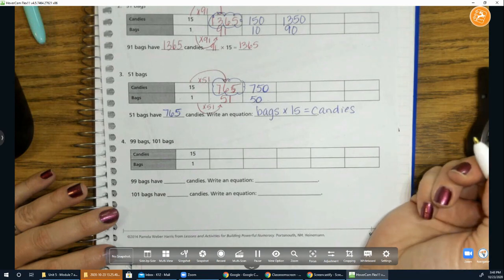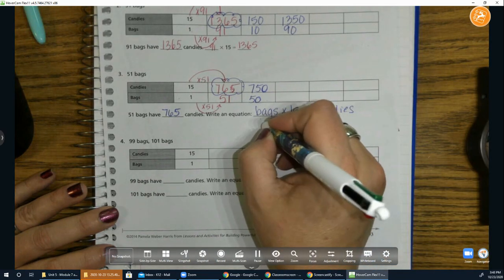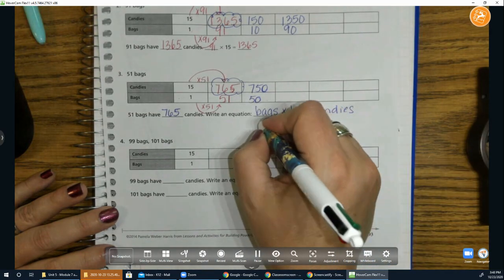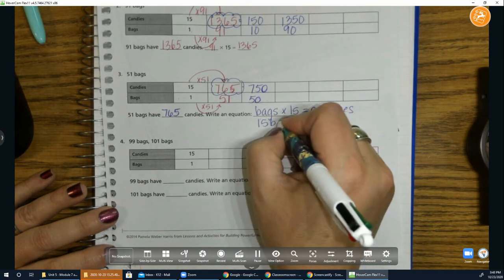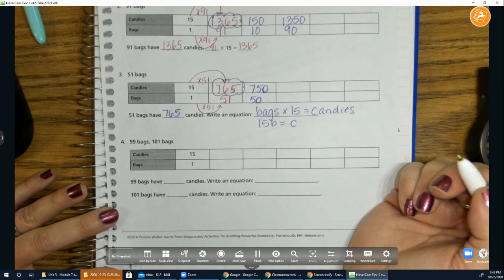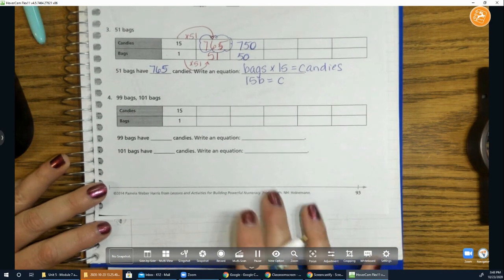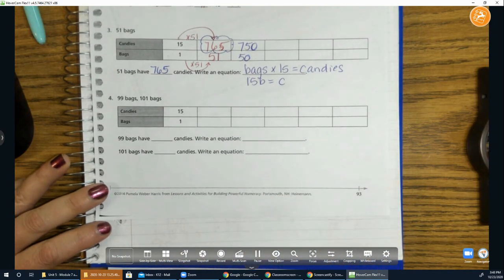Okay, if I use variables, just letters to represent that, I can say 15 times B, or 15B equals C. B represents bags, C represents candy. All right, looking down here, 99 bags and 101 bags.